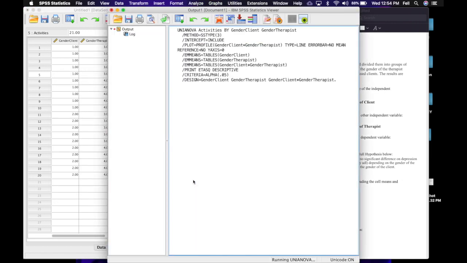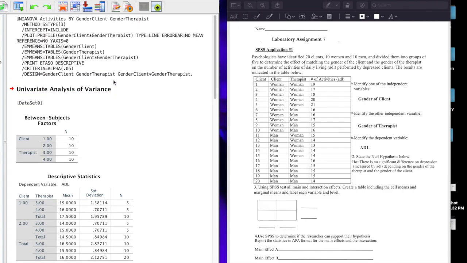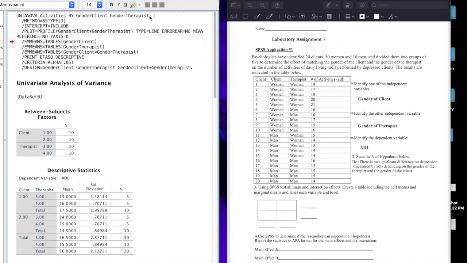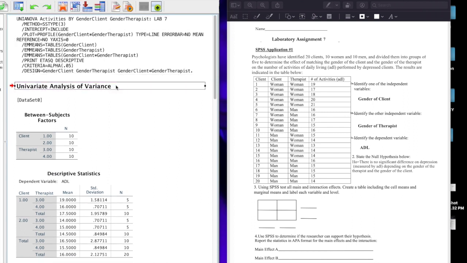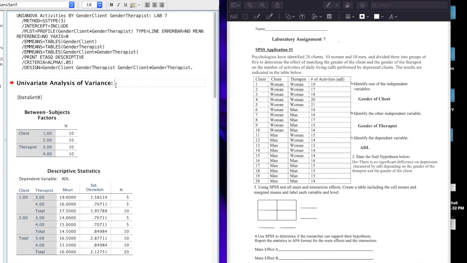And then, okay, so I'm just going to begin by just labeling this. So lab 7, just somewhere at the top so I don't get confused and I can see it for future reference. And then this is going to be SPSS application 1.